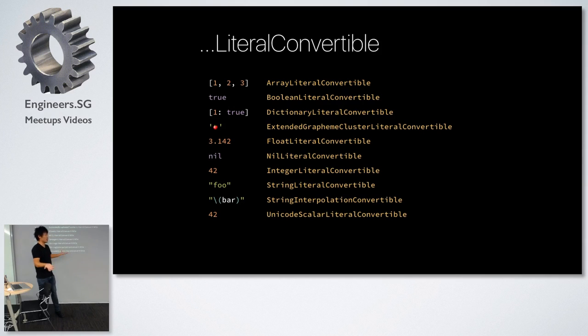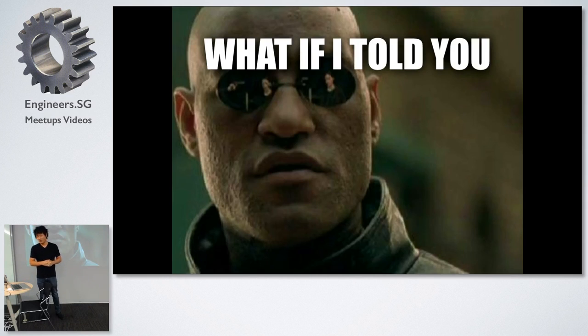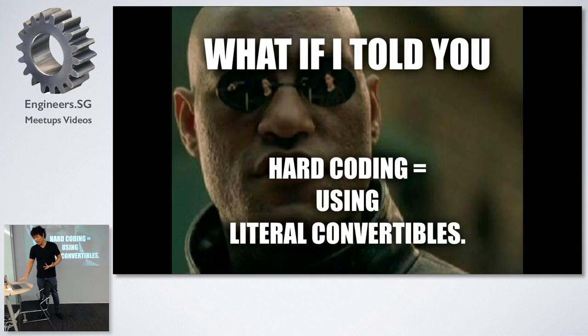So are they useful then if you can't make your own little convertibles? They are useful because you can apply those protocols, you just can't make your own. Alright. So how are they useful? What if I told you that hard coding always means you're using literal convertibles? Think about it. Every time you write a hard-coded value, it actually goes through a literal convertible somewhere. Right?